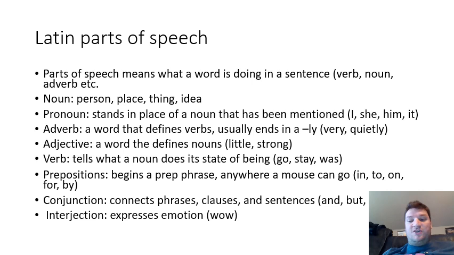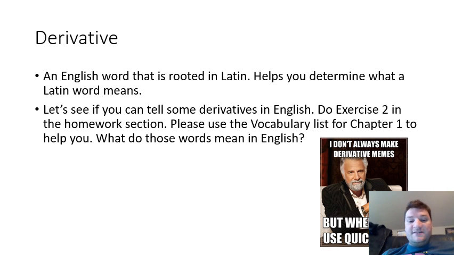So the reason we go over this is because you're not going to know which word is which, except for by endings. Before we get to that, in order to figure out and translate sentences, not only can you use a Latin to English dictionary, don't use Google Translate. It's terrible. You can use derivatives. A derivative is an English word that is rooted in Latin. It helps you determine what a Latin word means.